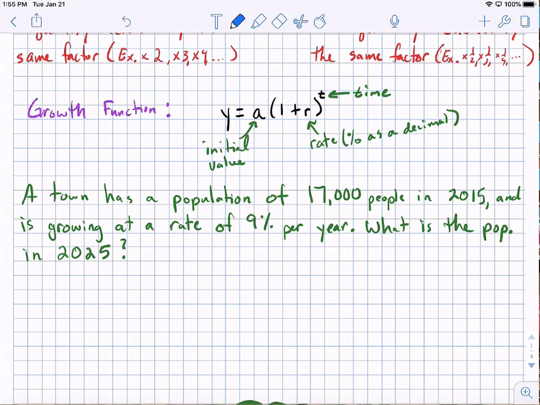So all we're going to do now is use that equation, the growth function, and I know it's a growth function because it says that it's growing at a rate. So when I told you at the beginning, all you have to do is look at the problem and read which one you're going to have to use. It's usually pretty obvious in the problem.